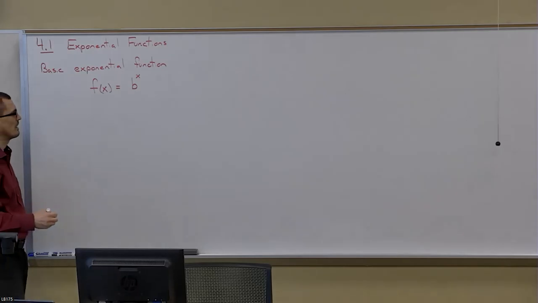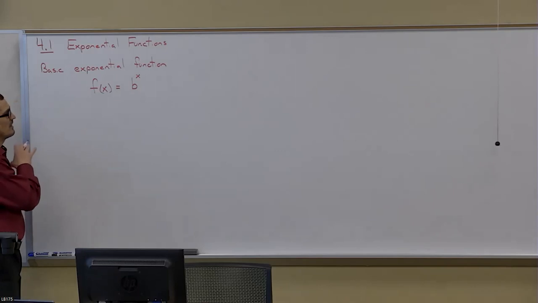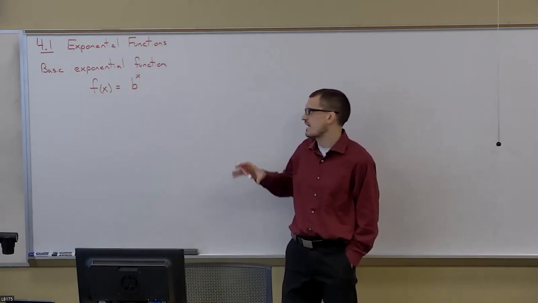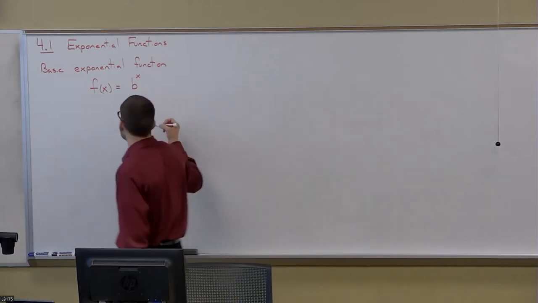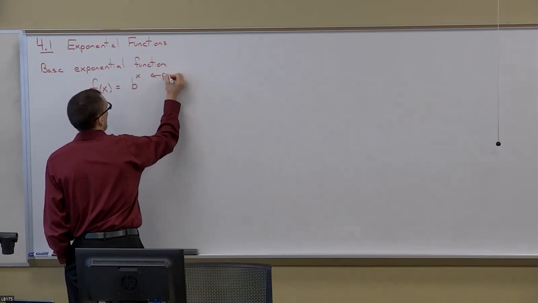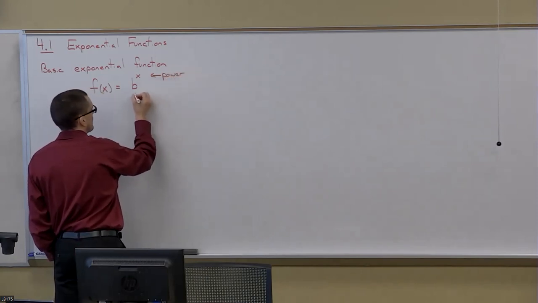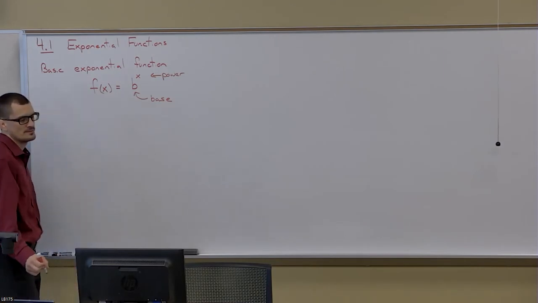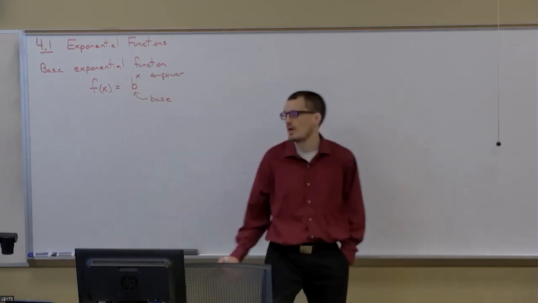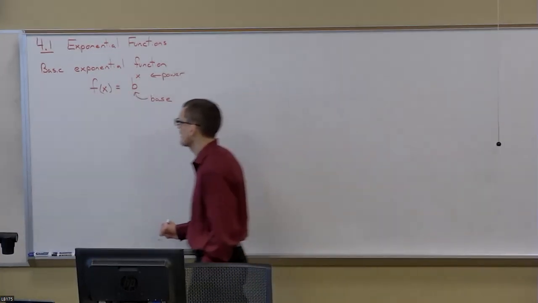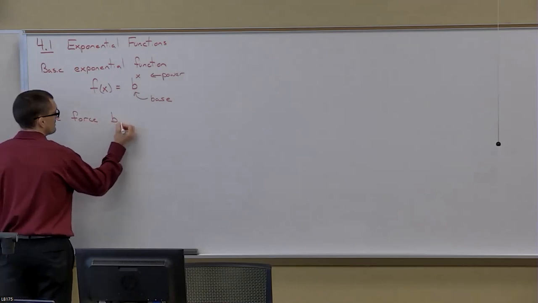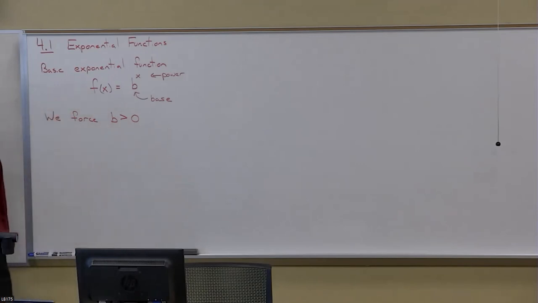Now we are going to have other exponential functions that involve more operations. But at some point, it's going to have a base to a power, where our variable is in the power. And this b is called the base of the exponential function. All right? We always force our base to be positive and not 1.